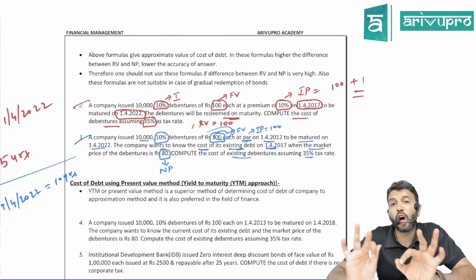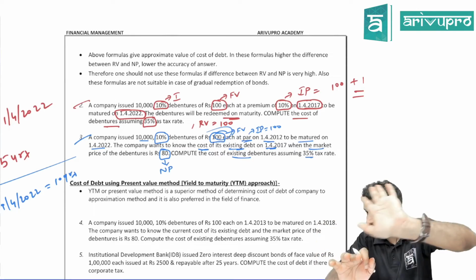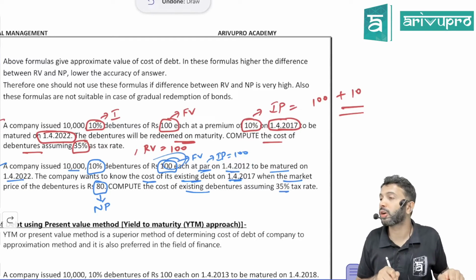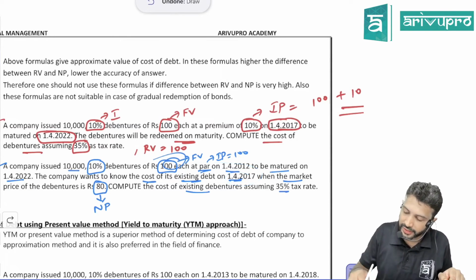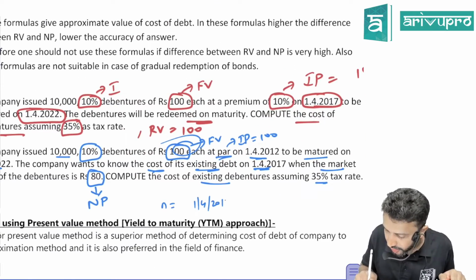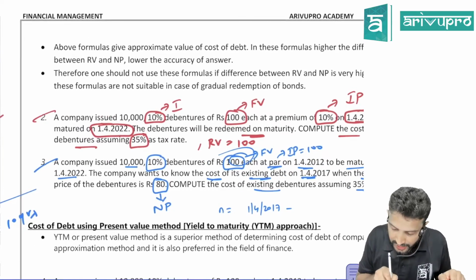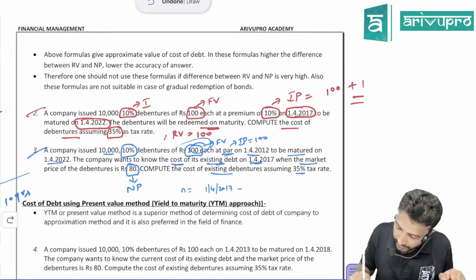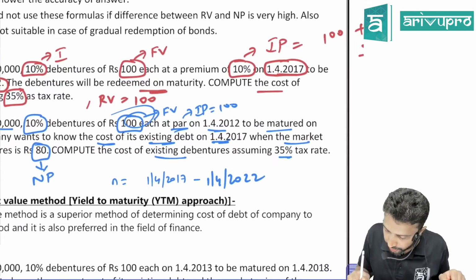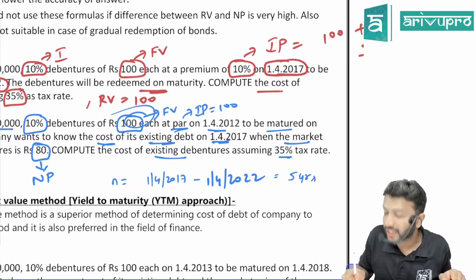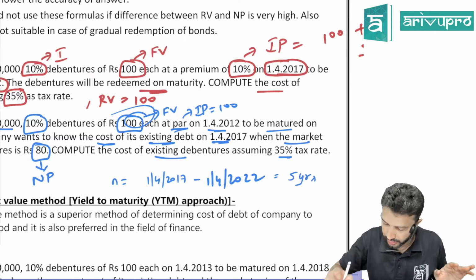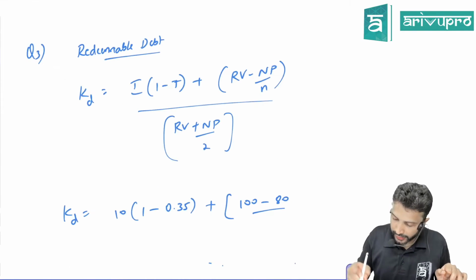N is not the total life. N is the remaining life. Sir, are we calculating the cost of debt from 1st April 2012 or 1st April 2017? Sir, we are calculating cost of debt on 1st April 2017, and these debentures are getting matured in 2022. So count from 1st April 2017 to 31st March 2022. That's about 5 years. N is not the total life, it is the remaining life. Okay, N is 5.